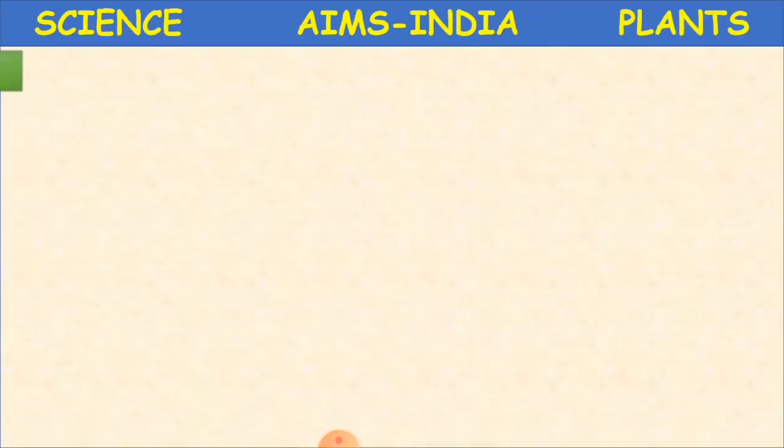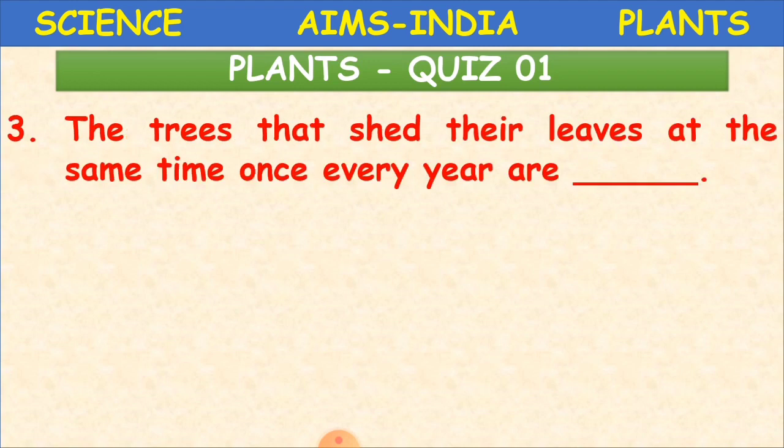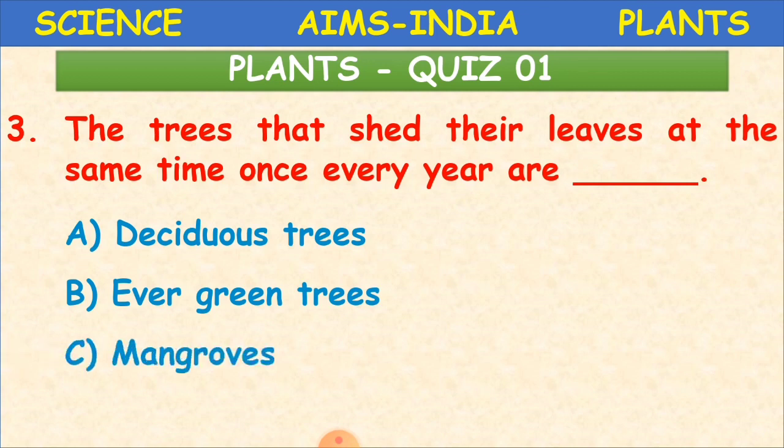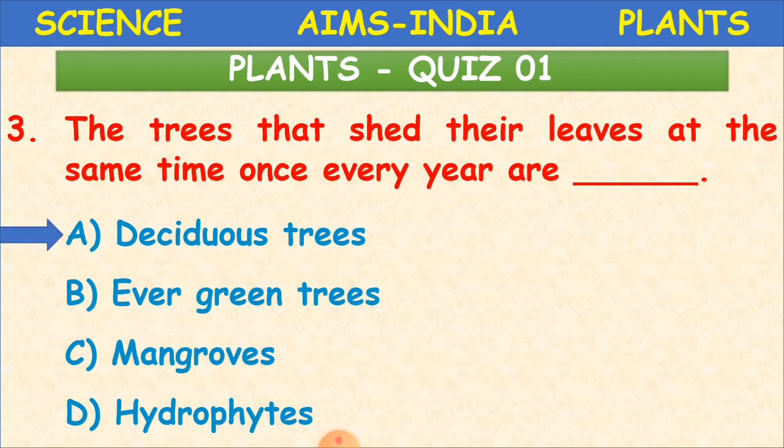The third one is: the trees that shed their leaves at the same time once every year are called dash. What did I say, children? You remember? The trees which grow in cold regions shed their leaves once, that is in winters, to protect themselves from the cold. That type of trees are called what? Yes, it is deciduous trees, option A. Okay, children? Clear?